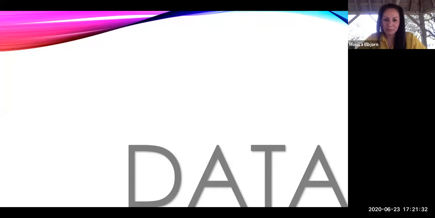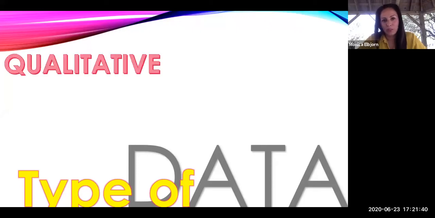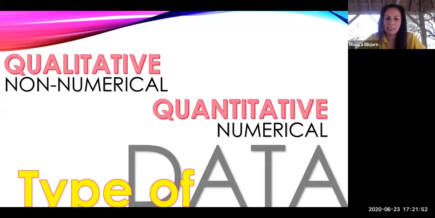So data. Guess how many types of data we could have? We could have two. We could have qualitative data, or we could have quantitative data. Qualitative is like the word quality versus quantity. Qualitative is non-numerical, so we really cannot quantify it. Another word for it is categorical. And quantitative is numerical, so there are numbers. Let me explain a little bit more.